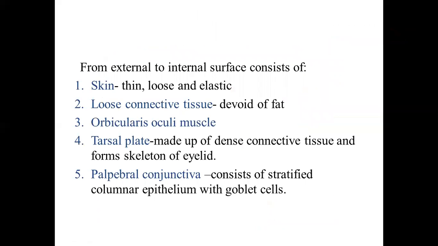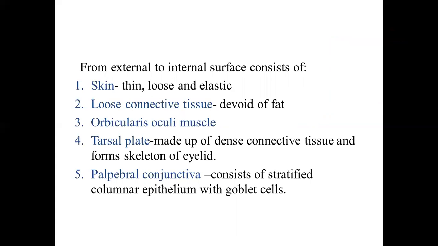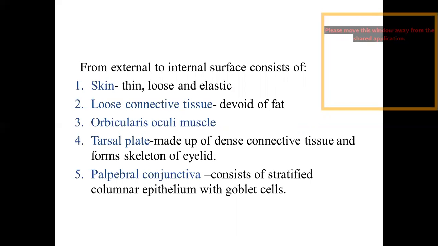So here, histologically, externally to internally, what you get first is the lining of skin, which covers the eyeball. That is thin, loose, and elastic in nature. Beneath that is the loose connective tissue where there is no fat. Then blinking, opening and closing of eyes is caused by a muscle known as orbicularis oculi. Tarsal plate, which is made up of dense connective tissue, and it forms the skeleton of the eyelid. And beneath that is the palpebral conjunctiva, which has stratified columnar epithelium with goblet cells.